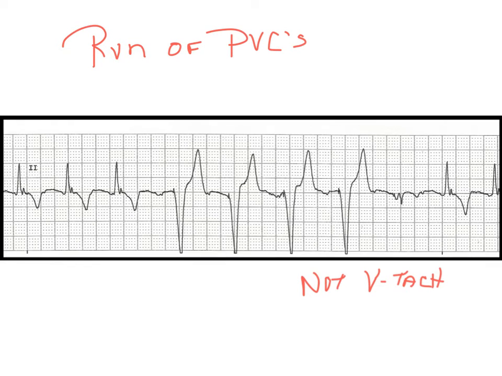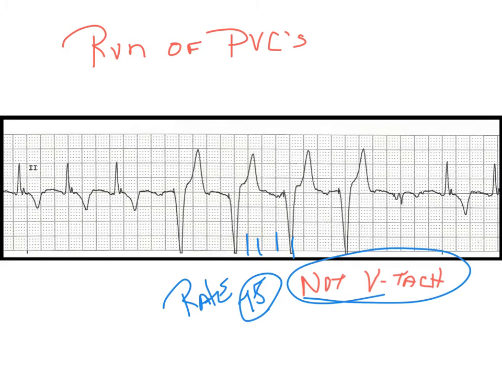The thing to be aware of with this, if you really got to be careful about it, is even though it's a run, it's not a run of V-tac. We've got to look at our rate. And our rate right here, if I'm looking right, is going to be 1, 2, 3, 4. So our rate's about 75. If our rate's about 75, at this point in time, it is not V-tac. It is not a run of PVCs, but a ventricular run, is another way to put it if it's not premature.